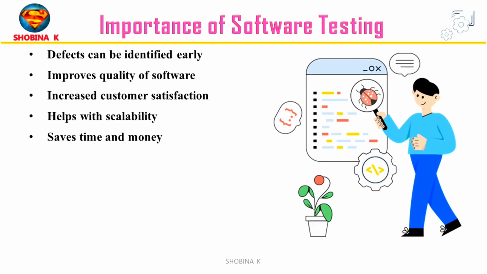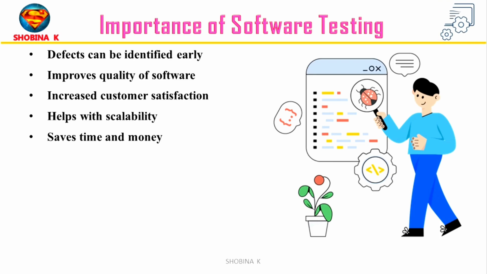And then happy customers. Quality software that is free from defects and performs as expected leads to higher customer satisfaction. Next up, scalability. Testing ensures that the software can handle growth without breaking. And finally, time and cost savings. Finding and fixing issues earlier saves time and money in the long run. So software testing is essential for ensuring the reliability, functionality, and performance of software systems.